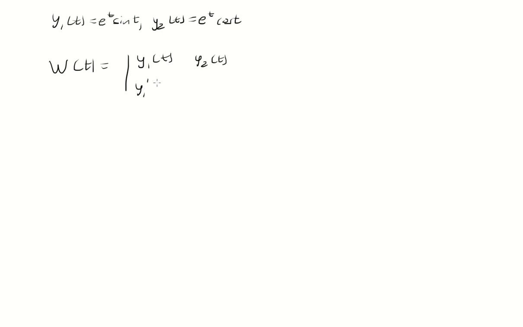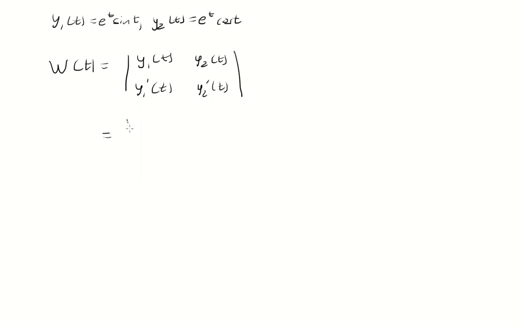y1 of t equals e to the t sine t, y2 of t equals e to the t cosine t. And let these be two solutions of a second order differential equation, and we want to compute the Wronskian, which will be the determinant y1 of t, y2 of t, and then y1 prime of t, y2 prime of t.